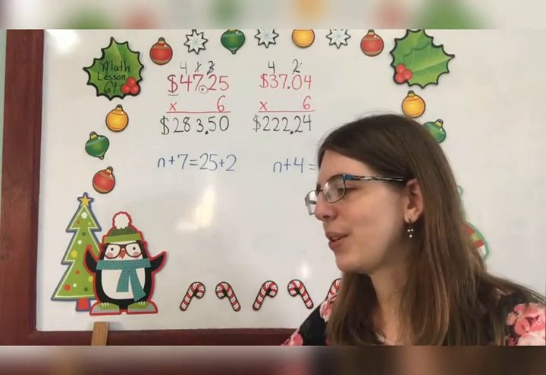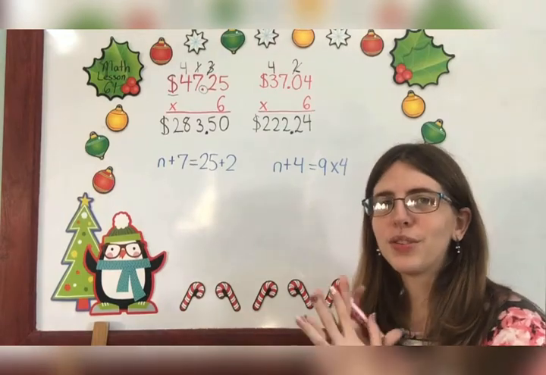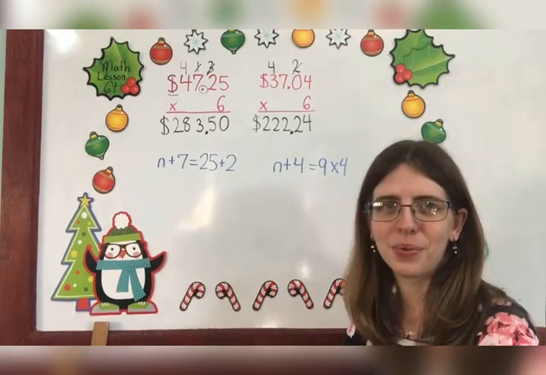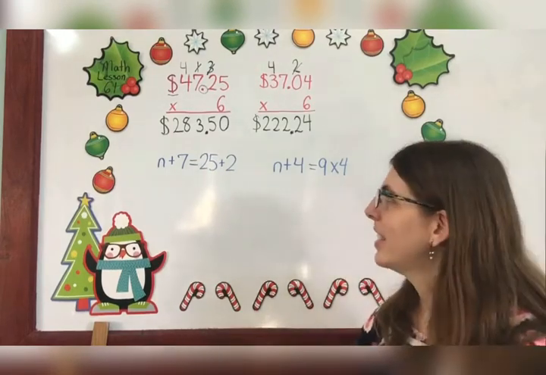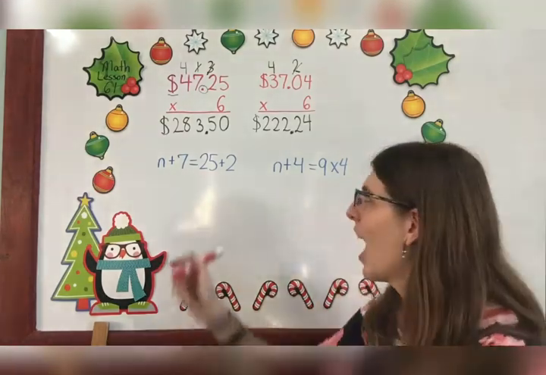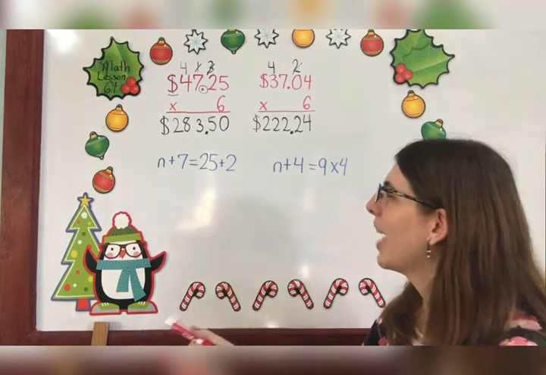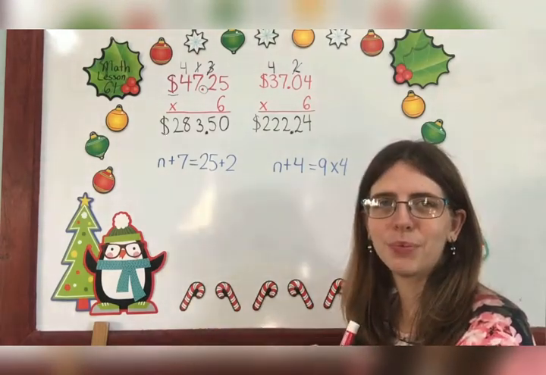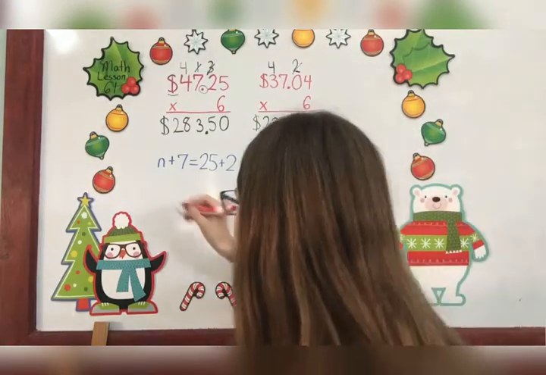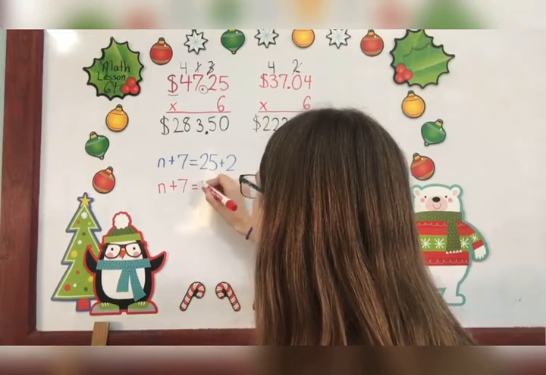All right, let's move on to exercise 2, letters A and B. We're going to work them together, so make sure you do the steps with me. N plus 7 equals 25 plus 2. Remember, the first step is to simplify what you can in the problem. I can add 25 plus 2. I don't need any more information to solve that, so I'm going to start there. What is 25 plus 2? 27. Very good. So my problem is N plus 7 equals 27.